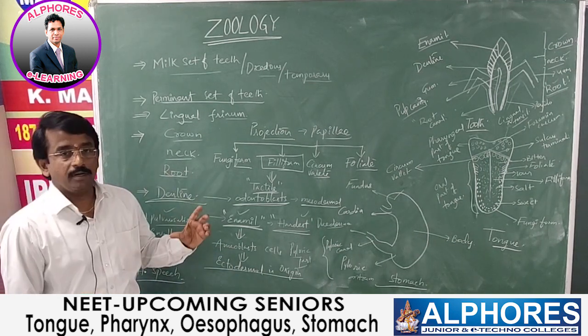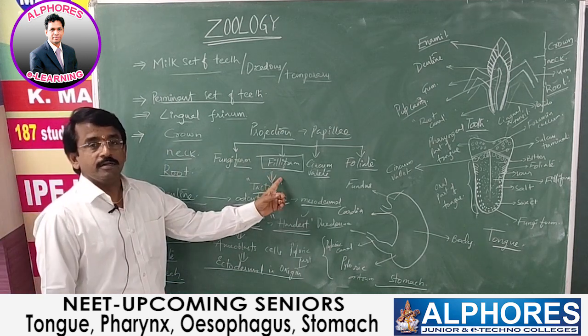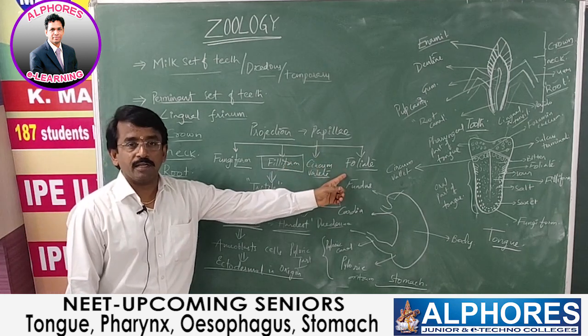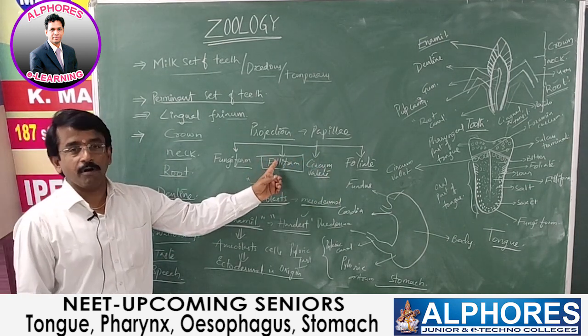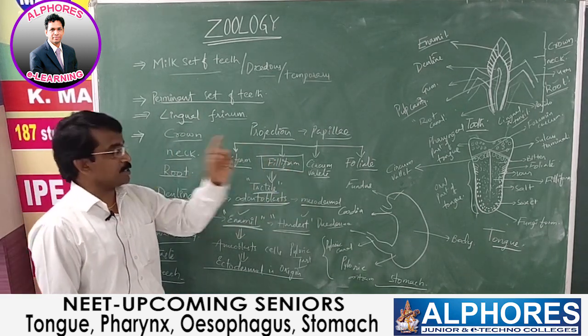So here are the points to remember: the papillae that degenerate in the adult are the foliate, and those that are devoid of taste buds are the filiform. The largest is the circumvallate, and the smallest is the filiform.